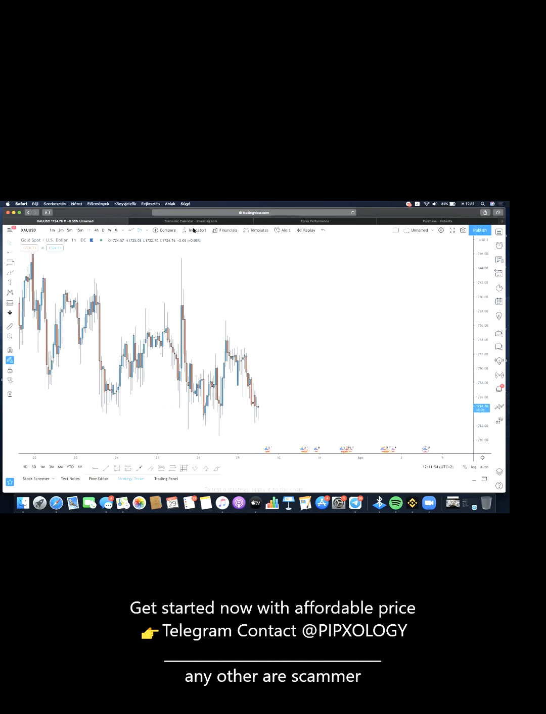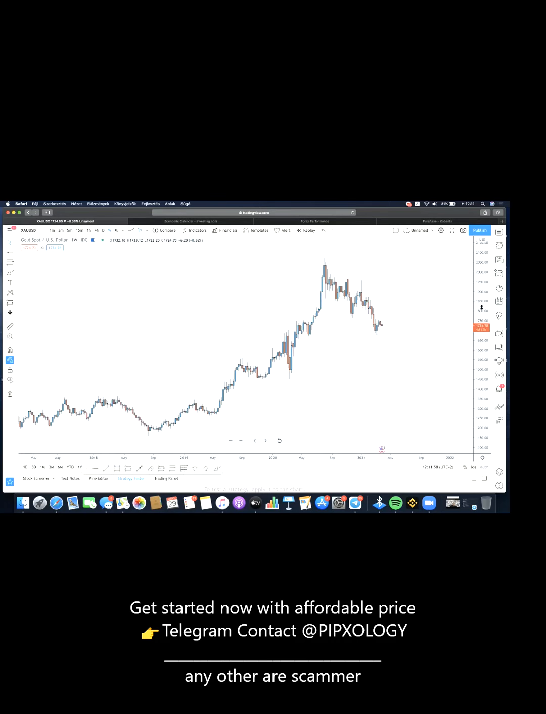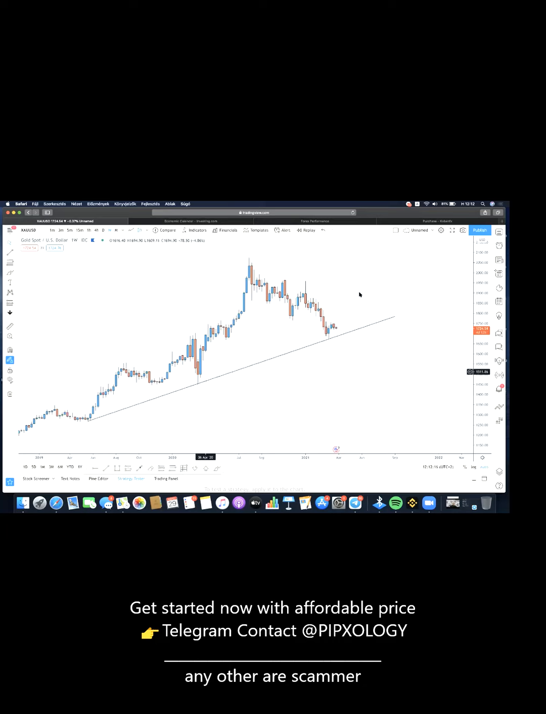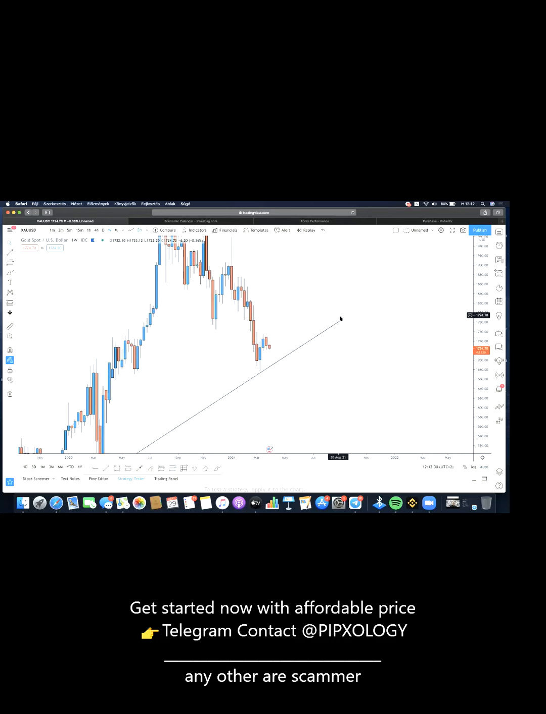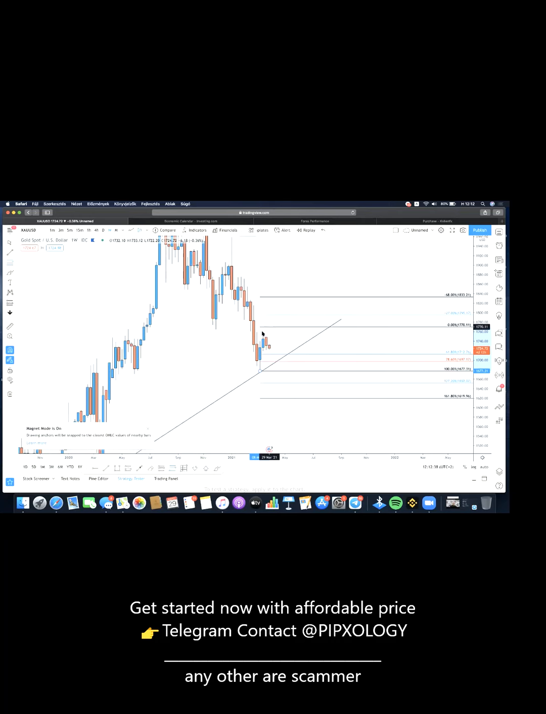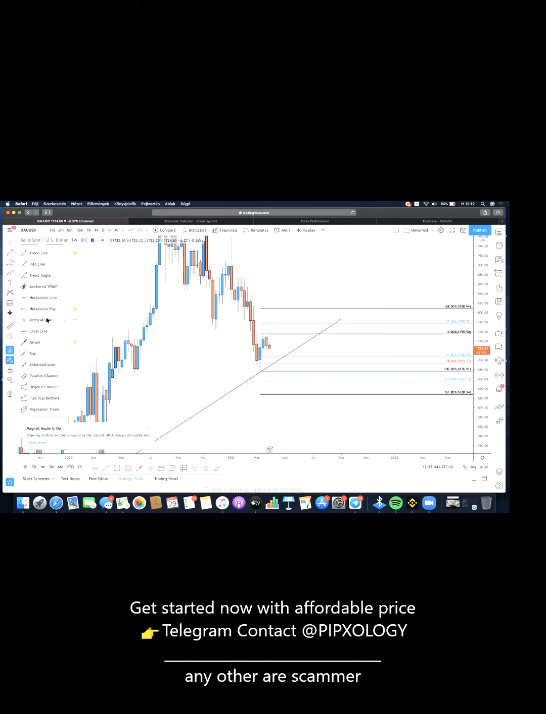Let's see gold. The bigger picture is for me still bullish, but before it continues higher, I think it's still possible to make a little bit bigger pullback to the downside. And let's have a look at the flip.